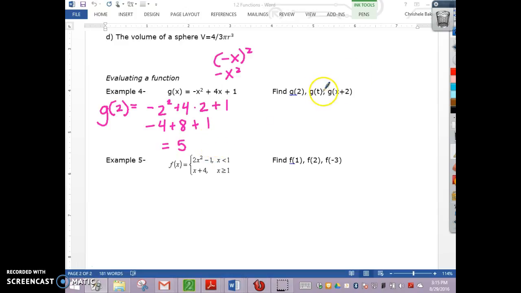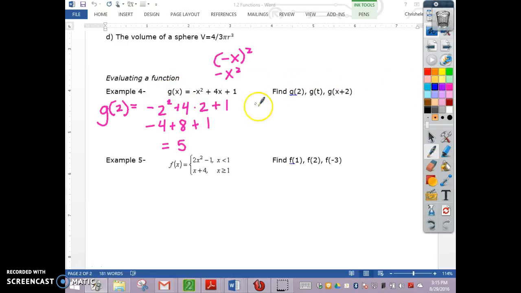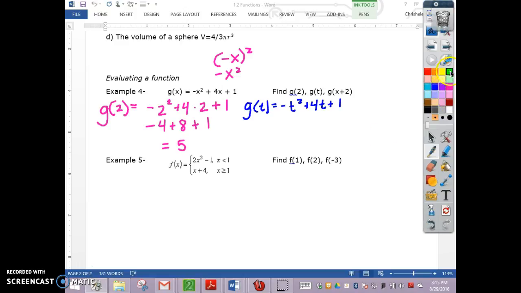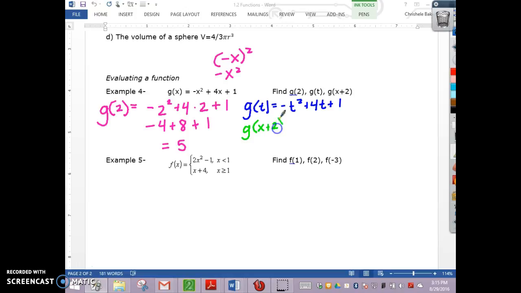Now, here's just a change of a variable. They're saying instead of finding g of x, find g of t. So it's actually really, really simple. All I do to find g of t is I plug in a t. It's still a variable, so there's nothing that I can do. The last thing, they want me to plug in x plus 2. This is the one that is not fun.